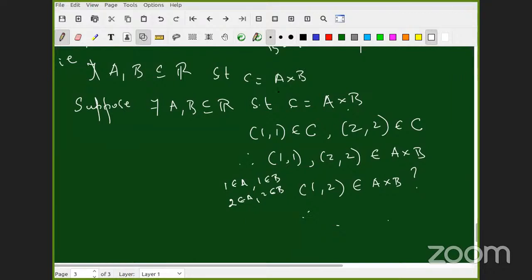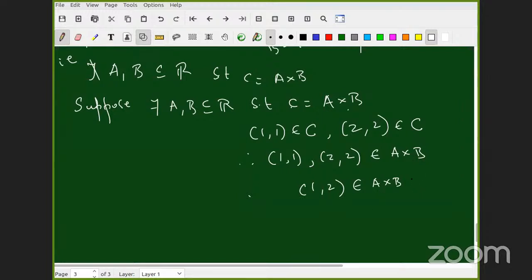Yes, sir. So we said the numbers 1 and 2 belong to A as well as 1 and 2 belong to B. Therefore, I can take some element from A and some element from B. So 1 I'm choosing from A and 2 I'm choosing from B. Therefore, the ordered pair 1 comma 2 belongs to A cross B. How many of you understand? Quick. Okay, go ahead.